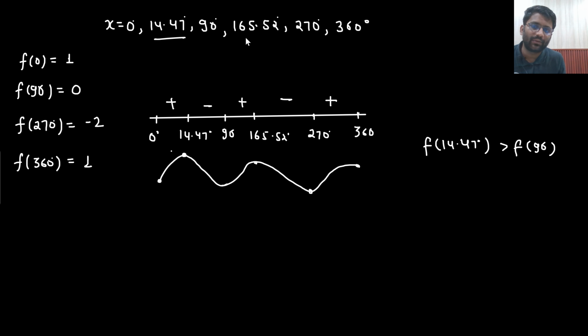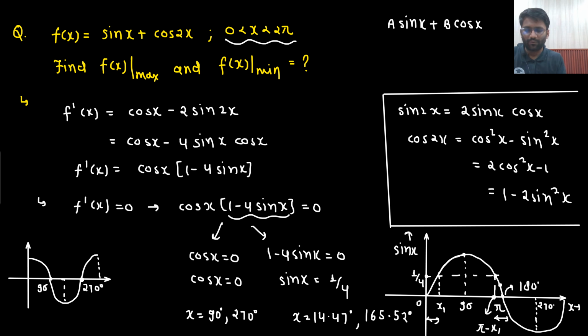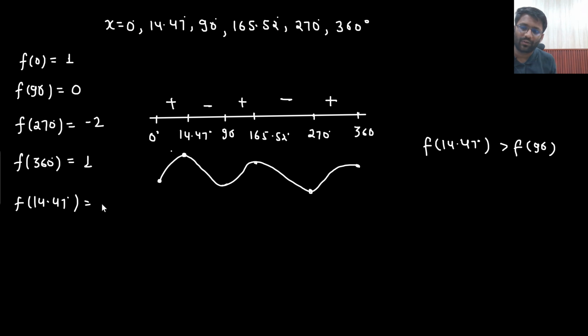Now at this angle we need to check, at this angle we need to check. So 14.47. What do we need to check? Sin 14.47, that I already know, it will be 1 by 4. What about 14.47 into 2? 14.47 into 2, take cos, and add 1 by 4, which is 0.25. So this value is coming out to be 1.125.